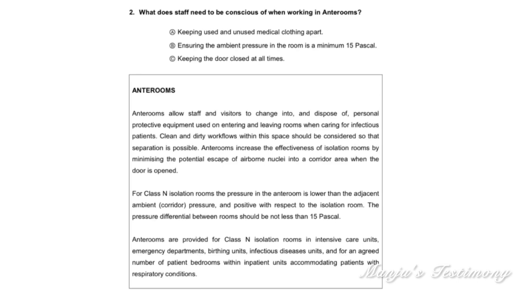Okay, but we cannot confirm the answer right now. We just keep it on standby and we have to eliminate the other two options as well. Then only we can confirm that option A is the right answer for this question.